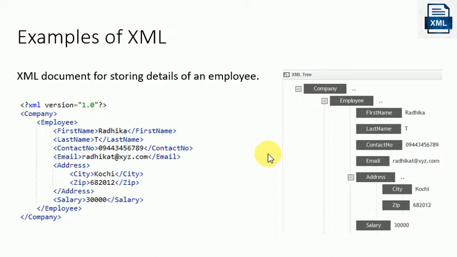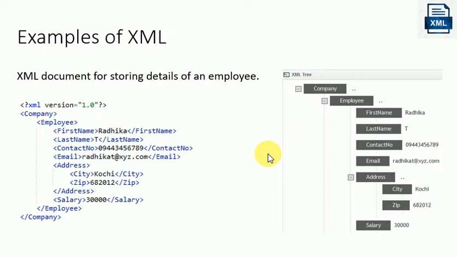Actually, XML was developed as a subset of SGML. Now, XML has no predefined tags. XML is called extensible since the language can be extended by anyone, or we can define our own tags. Now let us see an example. Here we have an XML document for storing employee details.